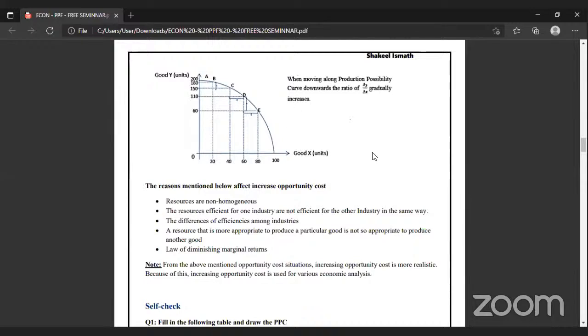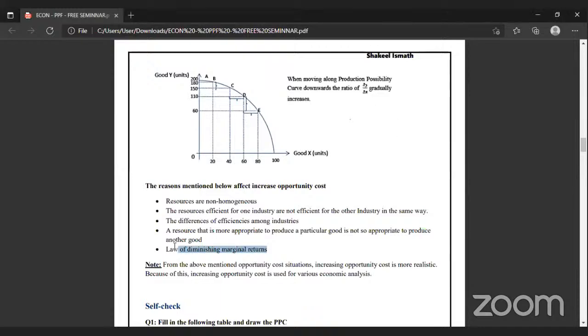For example, some machineries we are utilizing, right? For example, tractors we are utilizing in agriculture. Can we use the same tractor to produce the mobile phone? So here, in the constant one, what are we saying? Both same. The same machineries, we can utilize it. Practically, it cannot be. Law of diminishing marginal returns.